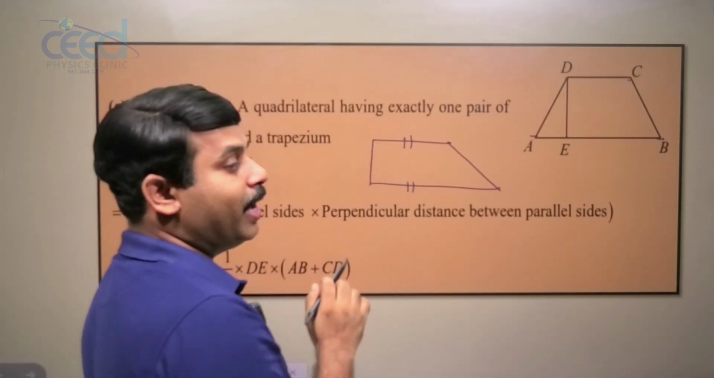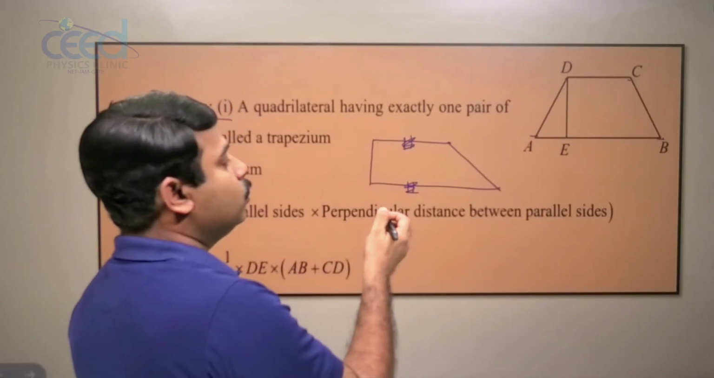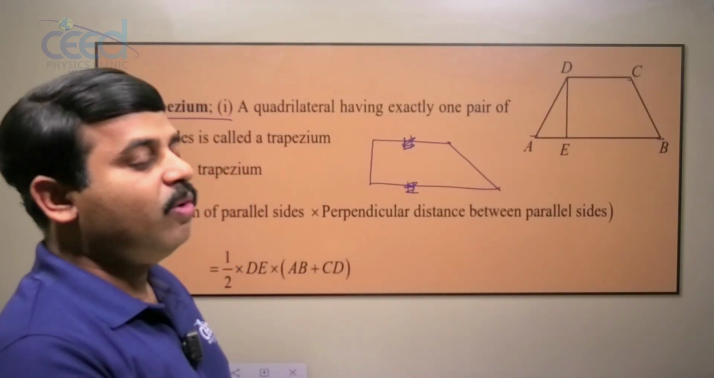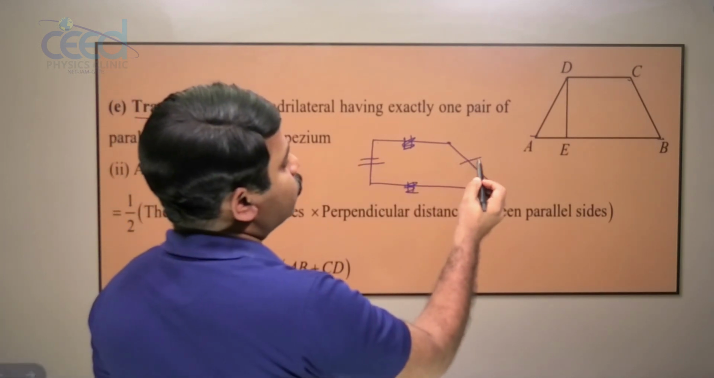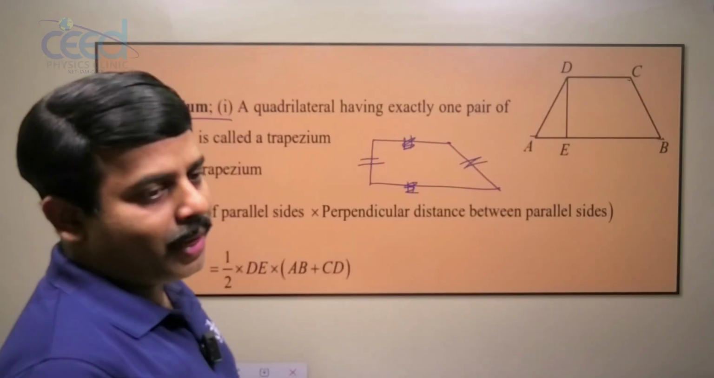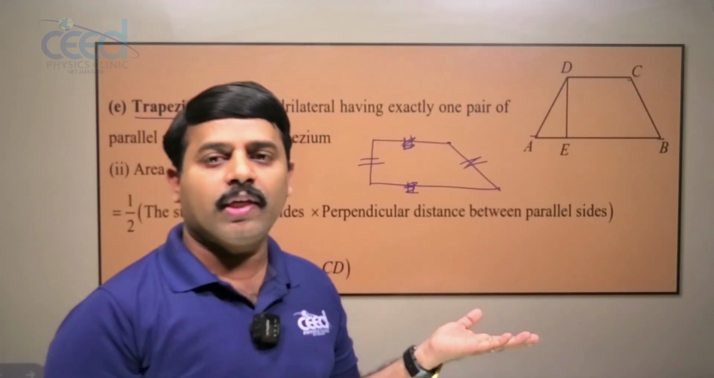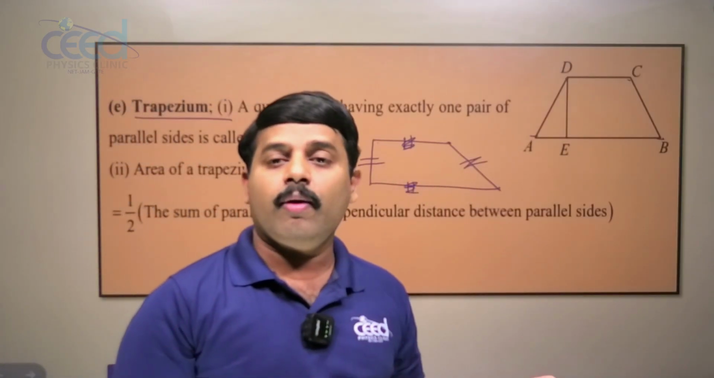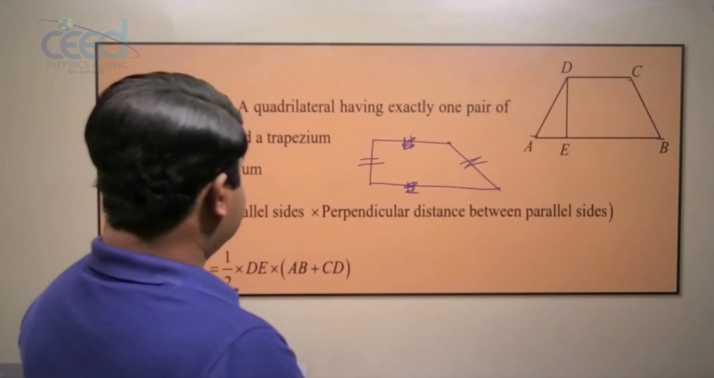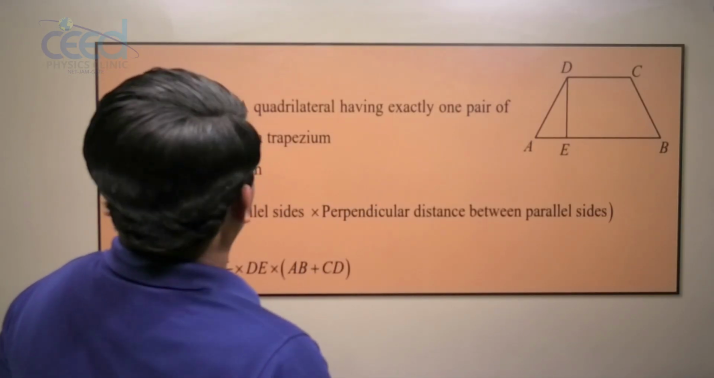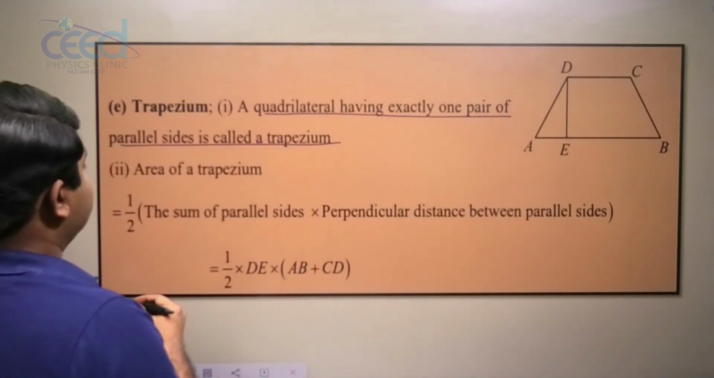These sides are parallel, but not equal, right? Two sides parallel but not equal. One pair should be parallel in a trapezium, but the remaining other sides need not be parallel. If those are also parallel, it changes to a parallelogram or a rectangle. That is a different case, right? So a quadrilateral having exactly one pair of parallel sides is called a trapezium.